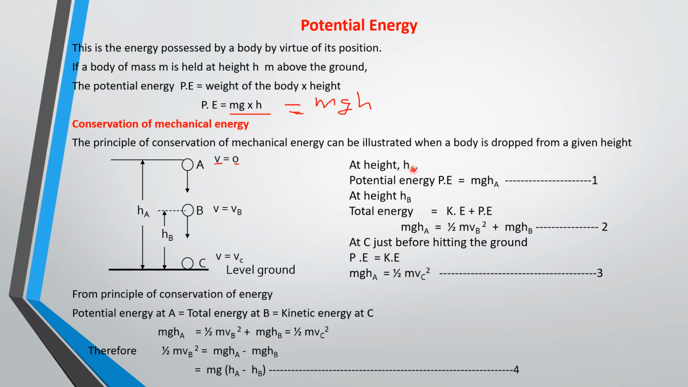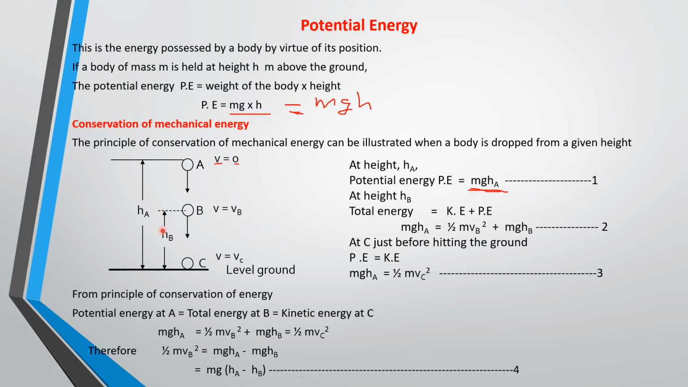Now, at height HA, at this particular height, the energy possessed by the ball is equal to mgha, which is equation 1. And I said that at that particular height, kinetic energy is equal to 0, because velocity is equal to 0.